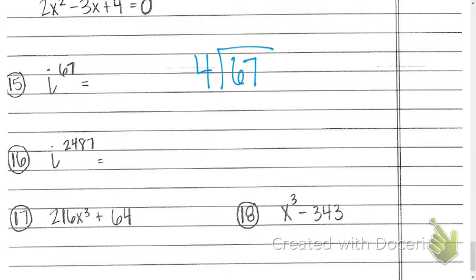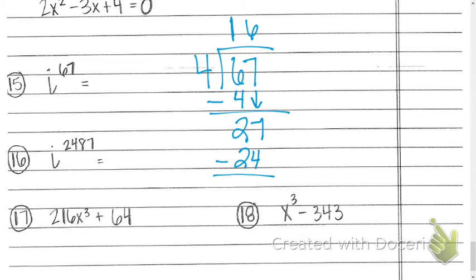How many times does 4 go into 6? Once. The pattern on the first page, those i's, they repeat every 4 times. 1 times 4 is 4. Subtract and you get 2, and you bring down your 7. 4 goes into 27 six times. 6 times 4 is 24.